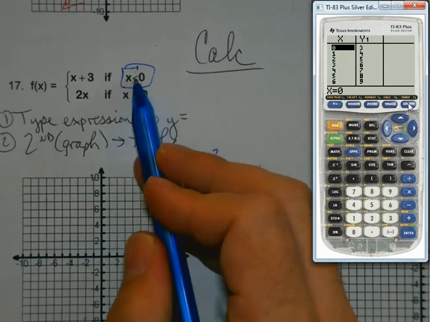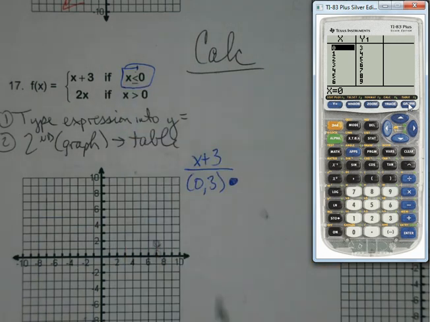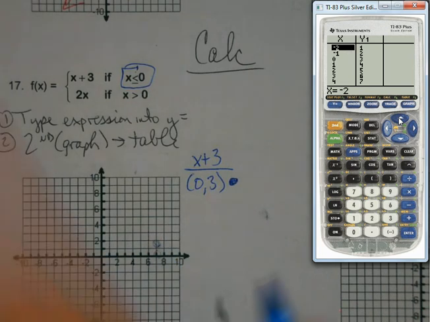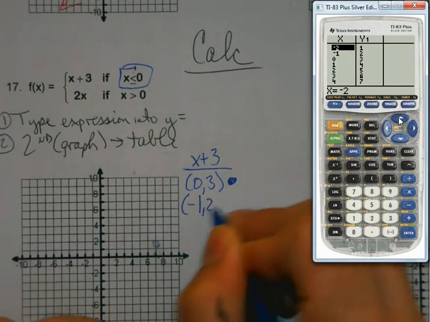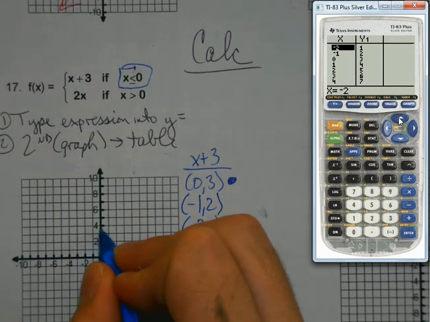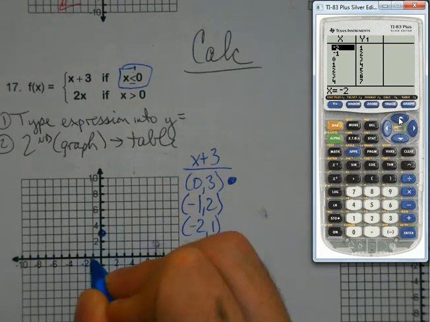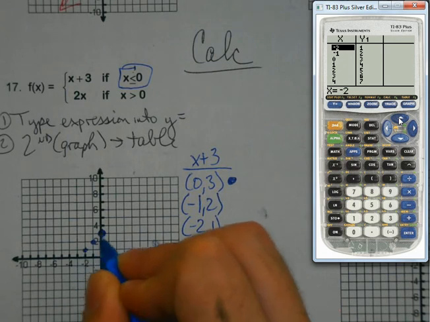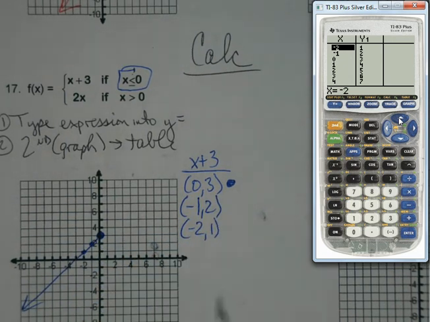So x is less than 0. What should be the next numbers I'm looking up? If we're at 0 and we want to go less, -1 and -2. So -1, 2, -2, 1. That's enough. 0, 3, closed dot, -1, 2, -2, 1. Connect the dots. So basically, it's the table thing all over again, except now I'm not figuring out the values. I'm letting the calculator do it. It's fine. I still like the table or the other version better, but that's okay.